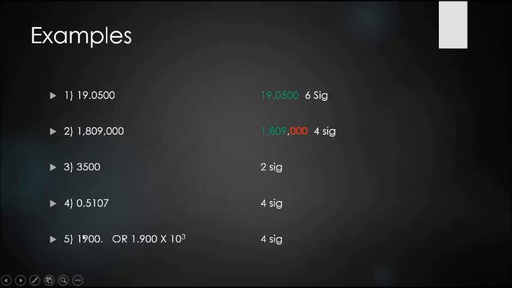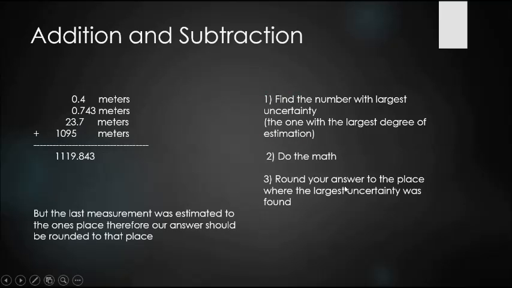So something to keep in mind when you're writing things in scientific notation is to keep track of how many significant digits you should keep, because in scientific notation, all of the digits in a number like this are assumed to be significant. So there are some rules with addition and subtraction.